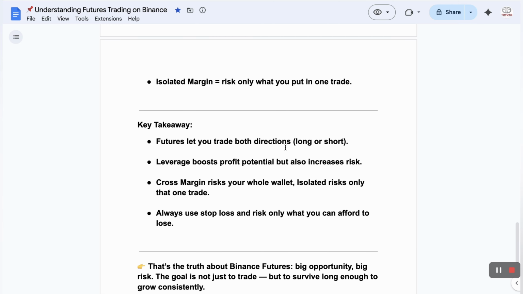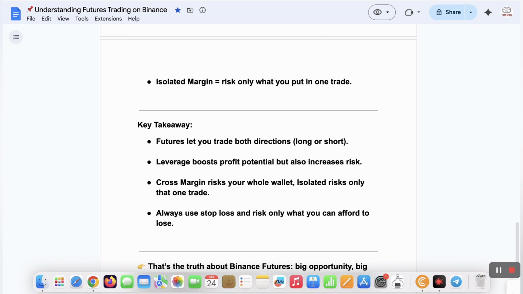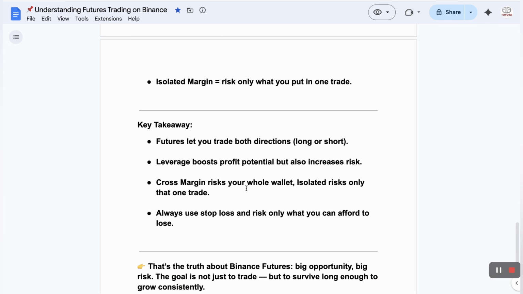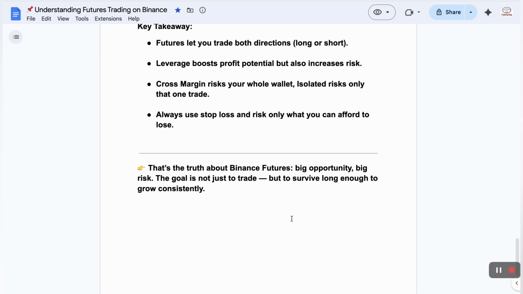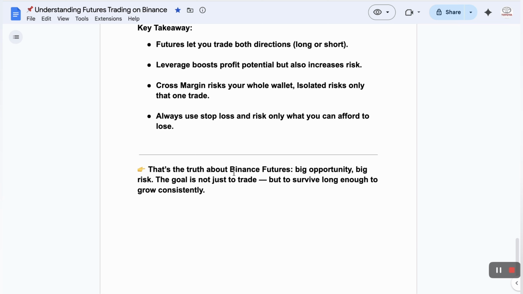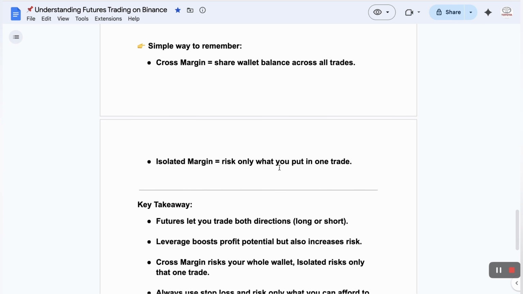Futures lets you trade both directions, long or short. Leverage boosts profit potential, but also increases risks. Cross margin risks your whole wallet. Isolated risks only that one trade. Always use stop loss and risk only what you can afford to lose. That's the truth about Binance Futures. Big opportunity, big risks. The goal is not just to trade, but to survive long enough to grow consistently.